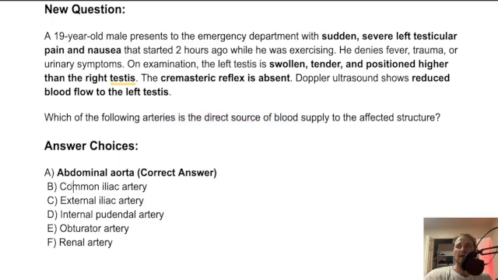So the common iliac artery gives rise to the external and the internal iliac arteries, but does not supply the testes. Those are directly from the abdominal aorta. External iliac will then become the femoral artery, and that will supply the legs. So you have your common, and then your external, and then your leg. And then there's the internal pudendal that supplies the penis and the scrotum, not the testes. There's the obturator supplying the thigh, the thigh muscles, and the pelvis, not the testes. And the renal artery supplies the kidneys, but not the testes, obviously.